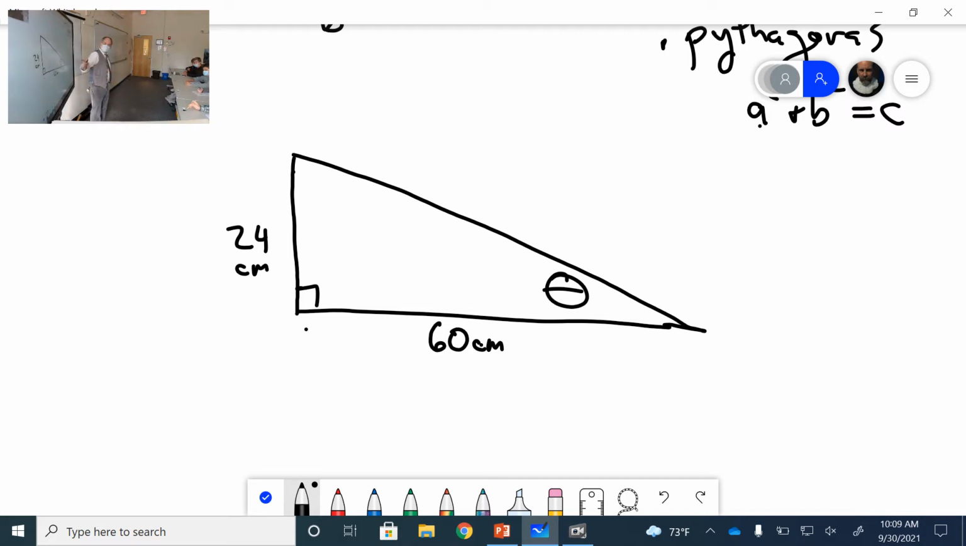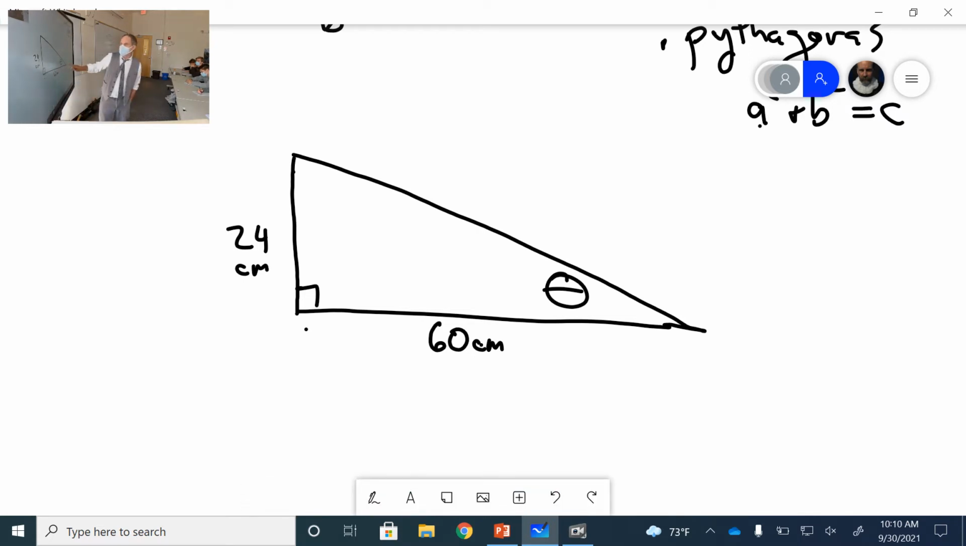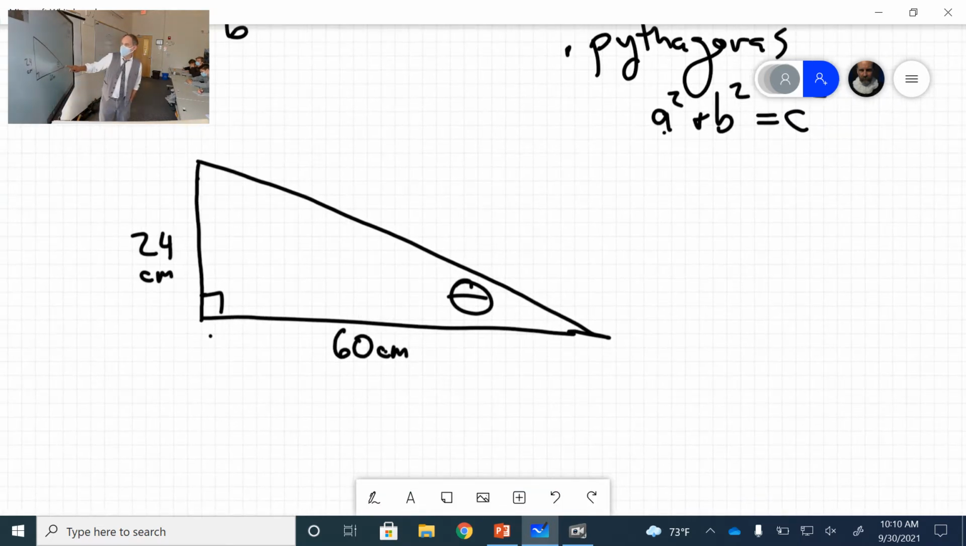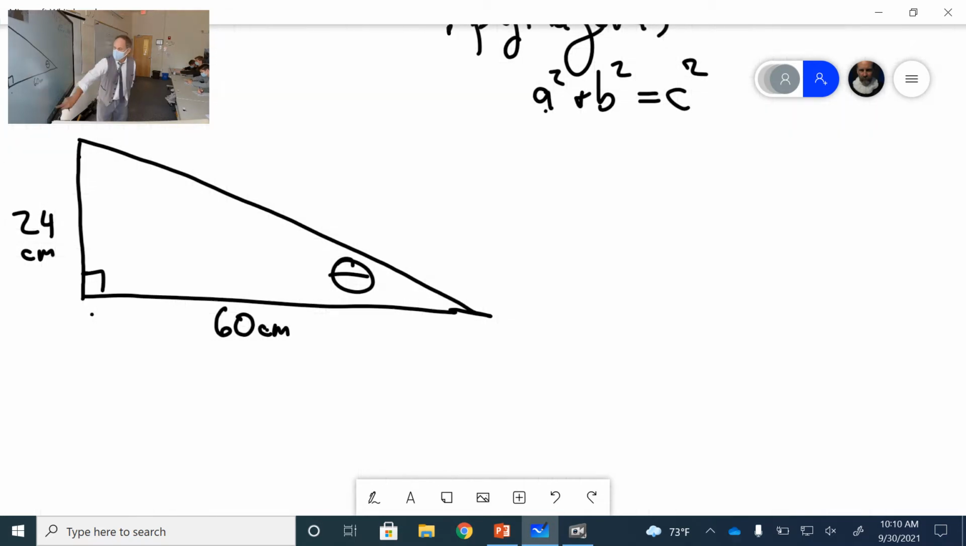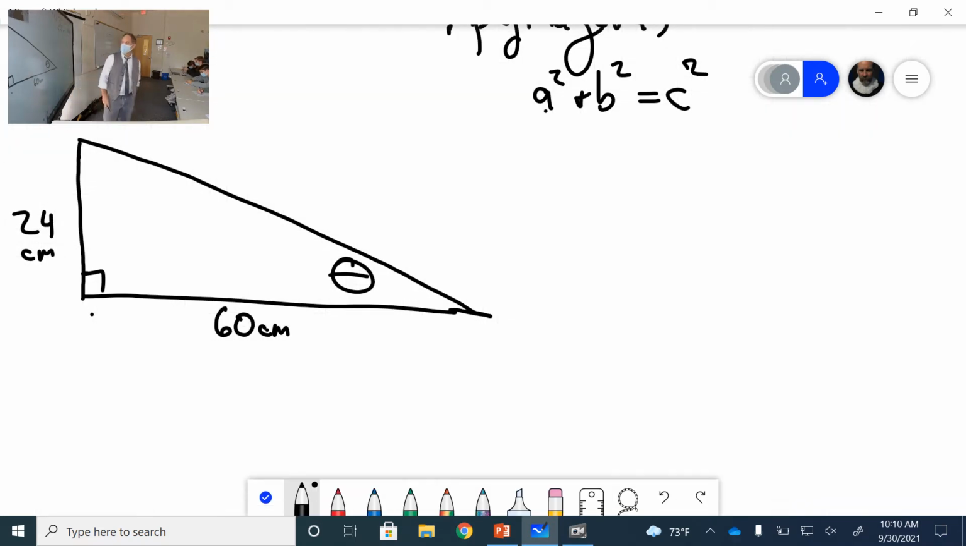Question. Let's say we have this right triangle, and it's got a side that's 24 and a side that's 60. How can we figure out what that angle is? Okay. Let's use like inverse of one of the trig functions. Tell me, what do you mean by inverse of one of the trig functions? Well, I just remember you can use an inverse of like sine or cosine to get an angle.